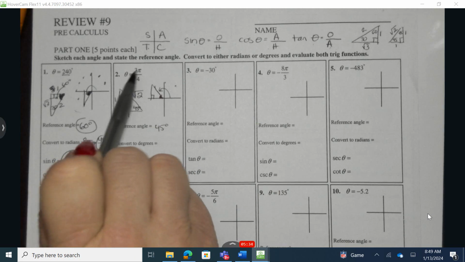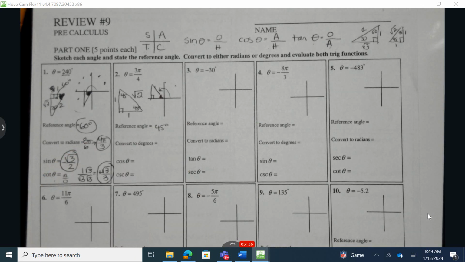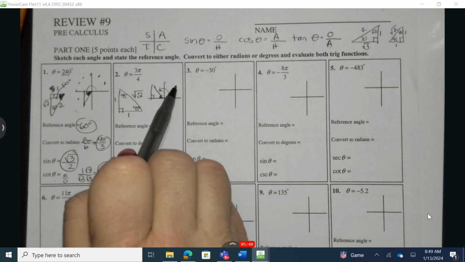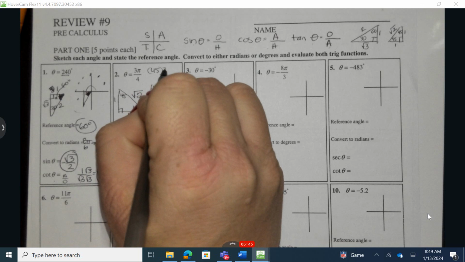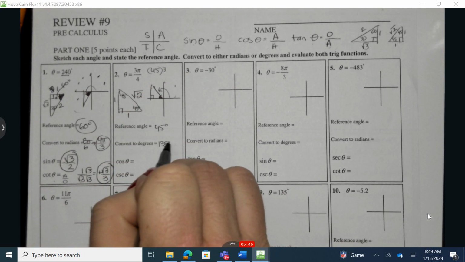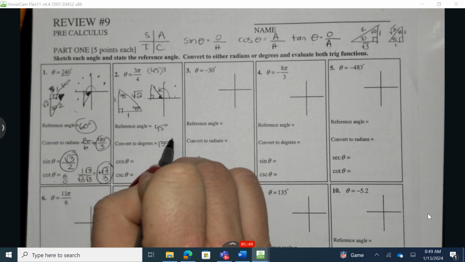Now let's convert 3 pi over 4 into degrees. So I want 3 groups of 45. I'm going to take 45 times 3 to end up with 135 degrees.